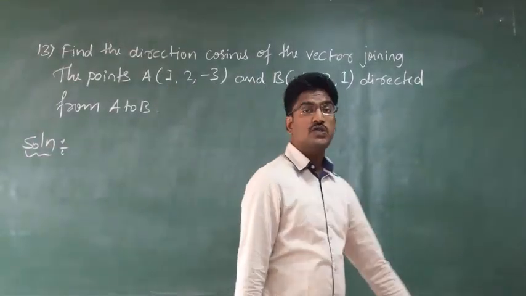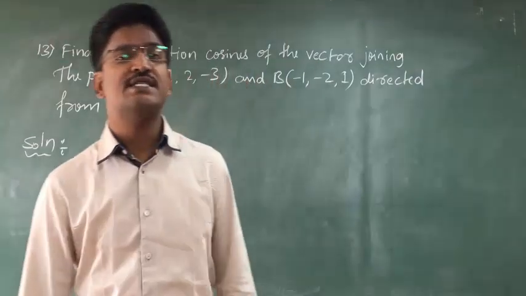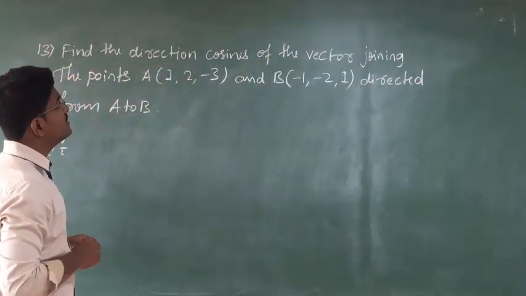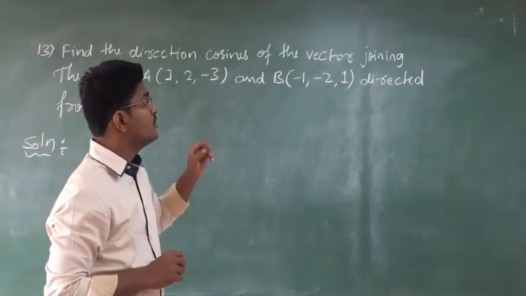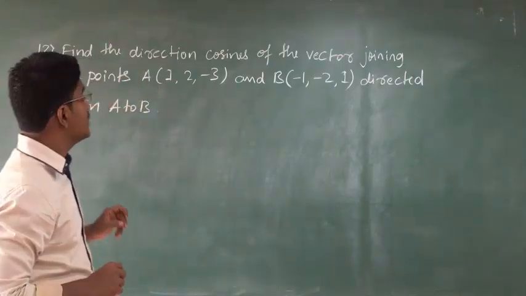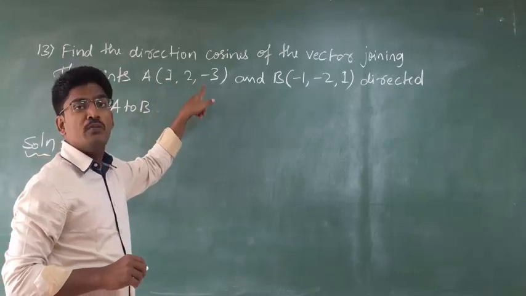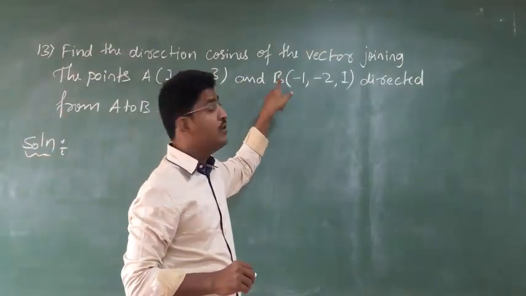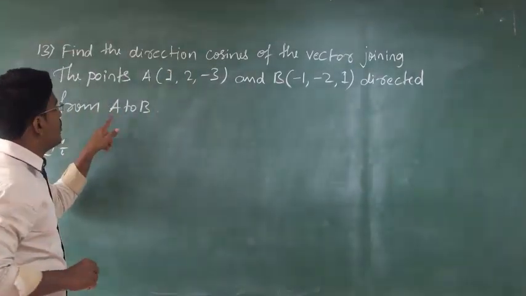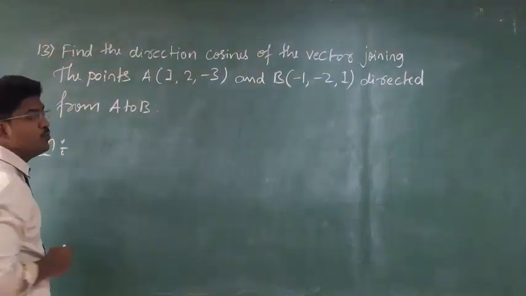Okay students, so now let us move to the 13th problem of your exercise 10.2. Find the direction cosines of the vector joining the points A(1, 2, -3) and B(-1, -2, 1), directed from A to B. Okay. So they have given 2 points.